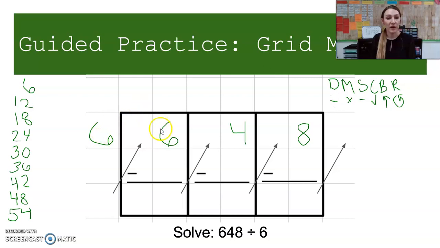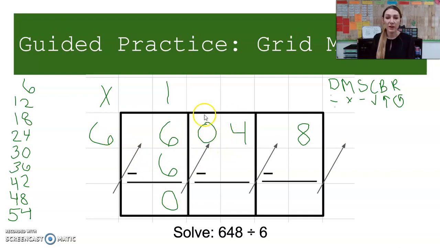So 6 can divide into 6 1 time. Then I'm going to multiply. 1 times 6 is 6. Then I'm going to subtract. 6 minus 6 is 0. Then I'm going to check: is 0 smaller than 6? If it is, I can go ahead and bring it up to the next box.